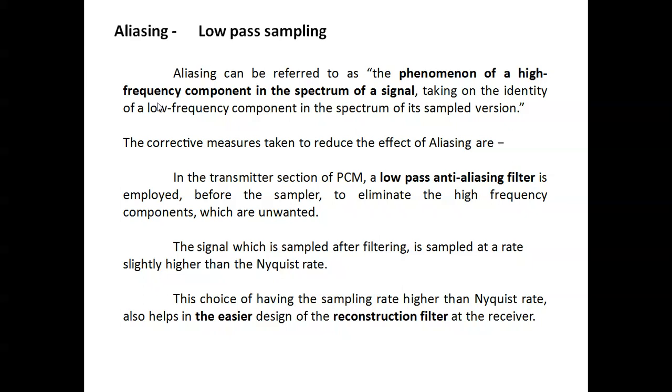If the sampling rate is twice the highest frequency, it is easier to design the reconstruction filter at the receiver side, because if the signals overlap, it is not easy to reconstruct. So if it is twice the highest frequency, reconstruction at the receiver side is easier. Okay, thank you.